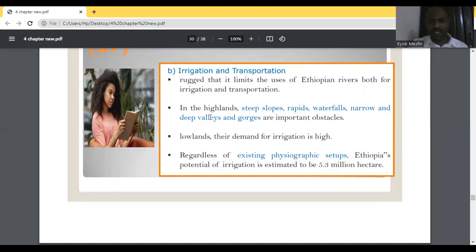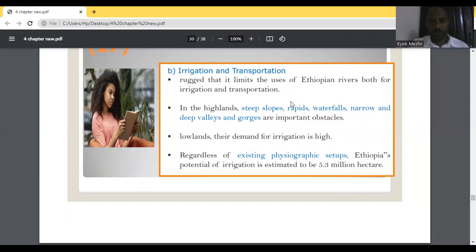In the highland, the factor that limited the use of Ethiopian rivers for irrigation and transportation is ruggedness. The Ethiopian terrain means the mountains have a diversified topography: one is a peak and next to that a descent, then a peak and descent again, in different chains. Having such different terrain is an obstacle for transportation and irrigation. Irrigation is very difficult in the highland, but it is possible in the lowland. Most of our land is covered by highland, so we have a problem using most of our rivers for irrigation.